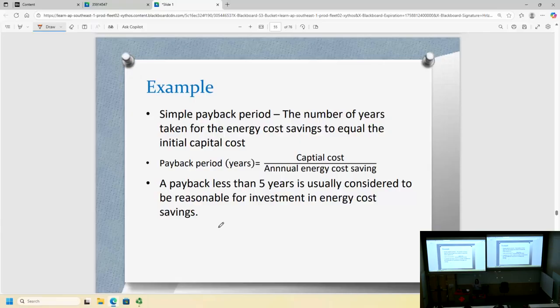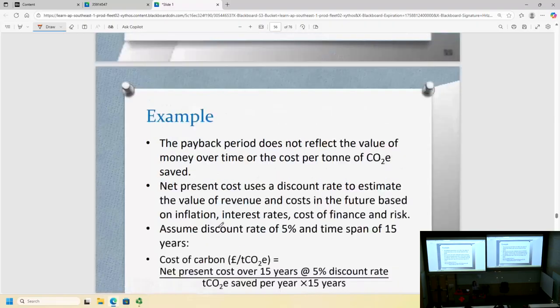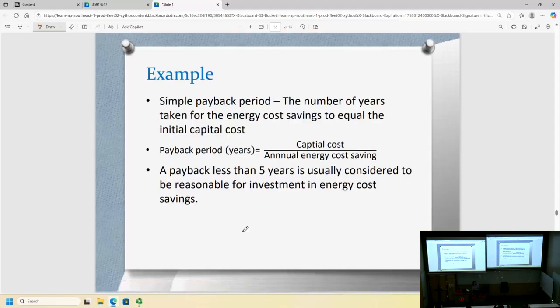Because for a building, you need investment, and then maybe the lease is only 10 years, and then the payback period is longer than 10 years, and then it doesn't make sense. Next, the payback period does not reflect the value of money over time or the cost per ton of carbon dioxide saved. So here it is only about money, only about cost saving, but it has no implication for carbon dioxide reduction.